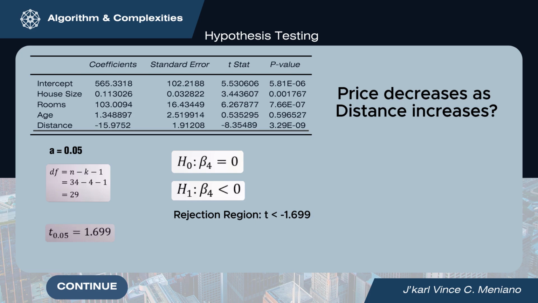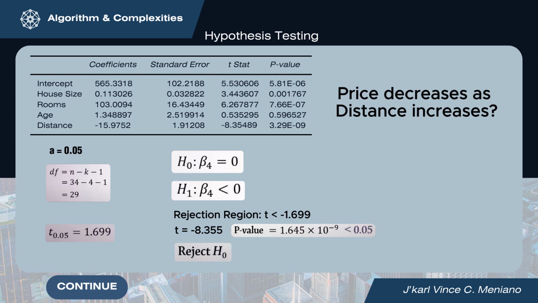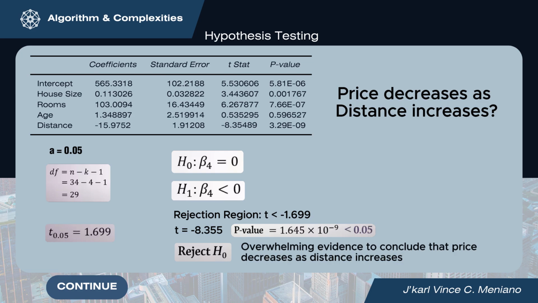The t-statistic is negative 8.355, which is less than negative 1.699. Note that the p-value here is a two-tailed p-value. So for this one-tailed test, we divide the p-value by 2. Either way the p-value is less than 0.05. We therefore reject the null hypothesis, and we have overwhelming evidence to conclude that price decreases as distance increases.